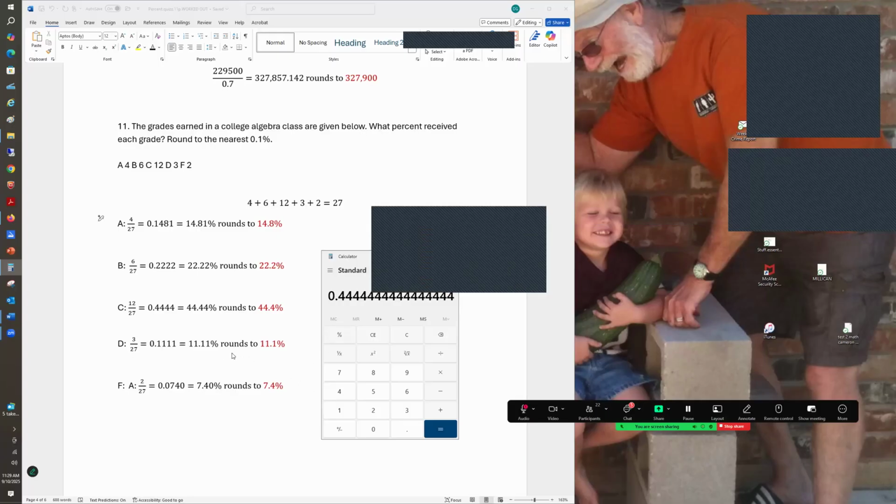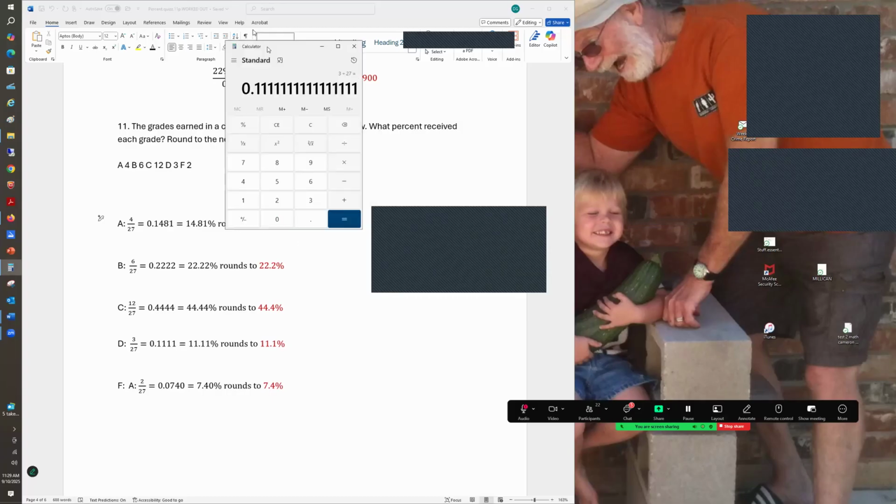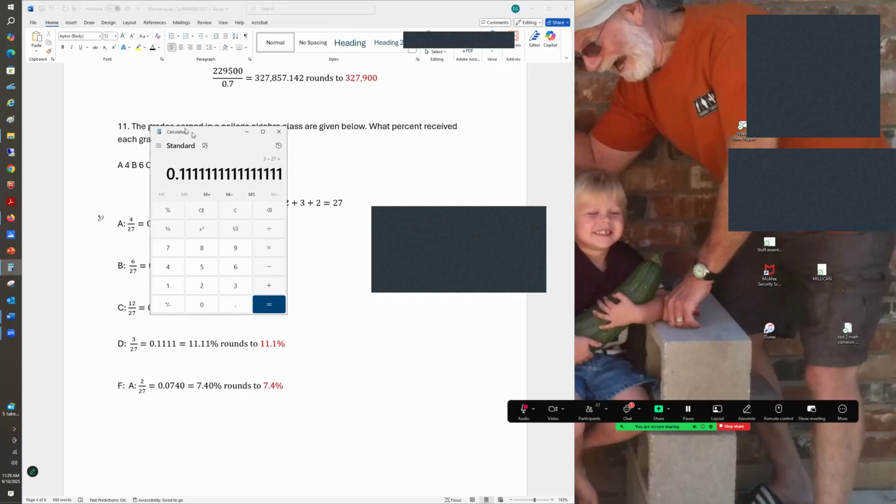All right. How many D's were there? Well, there were 3. So 3 divided by 27 is a bunch of ones, which is 11.1%. Well, you move the point 2 places to the right, you get 11.11. Round it to the nearest tenth of a percent, and you get 11.1. That's what it means to round to the nearest tenth of a percent. Change it to a percent, round it to one decimal place.